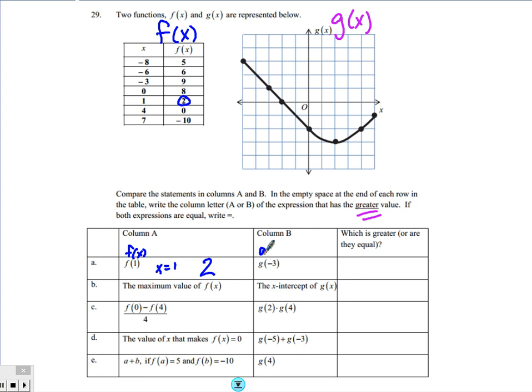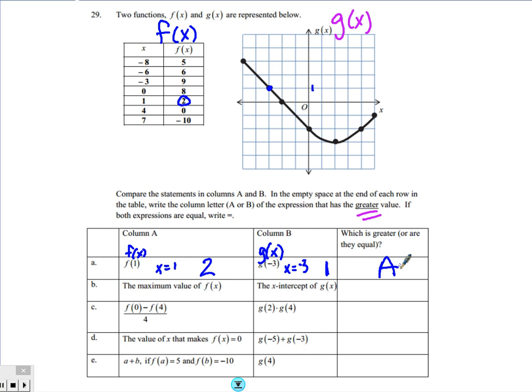So this is g of negative 3, g of x, so our x is negative 3. If x is negative 3, I'm going to go to g function, go back to negative 3, so this is our x-axis, back to negative 3. Our g of negative 3 would be 1. So which one is larger? Well, column A is larger. Alright, so hopefully you guys have already tried this. If you haven't already tried it, you want to hit pause and try it, then hit play again.